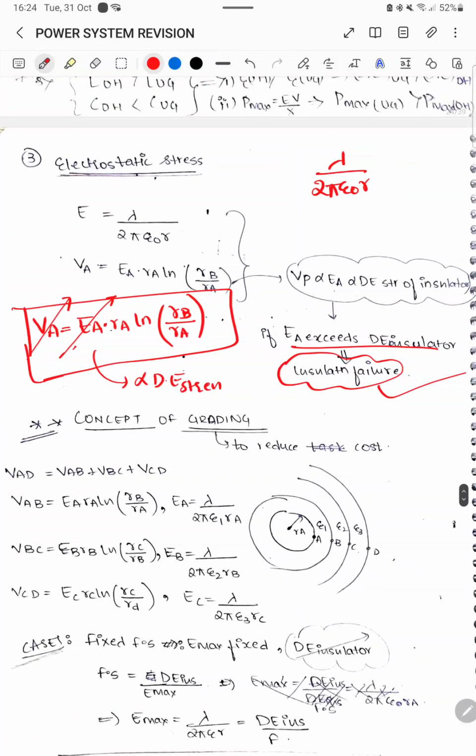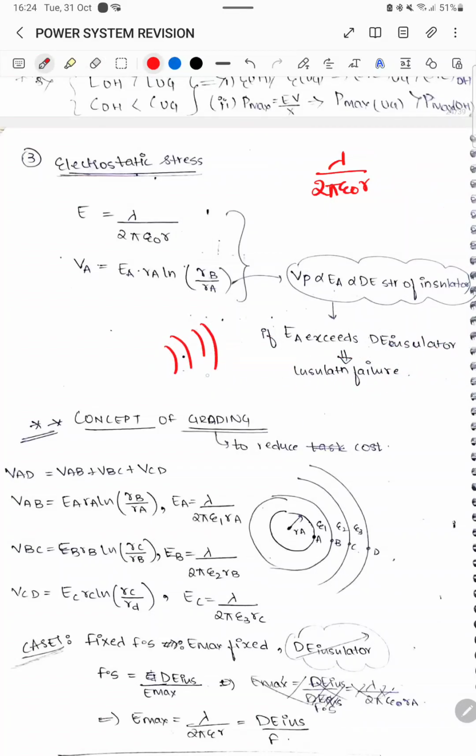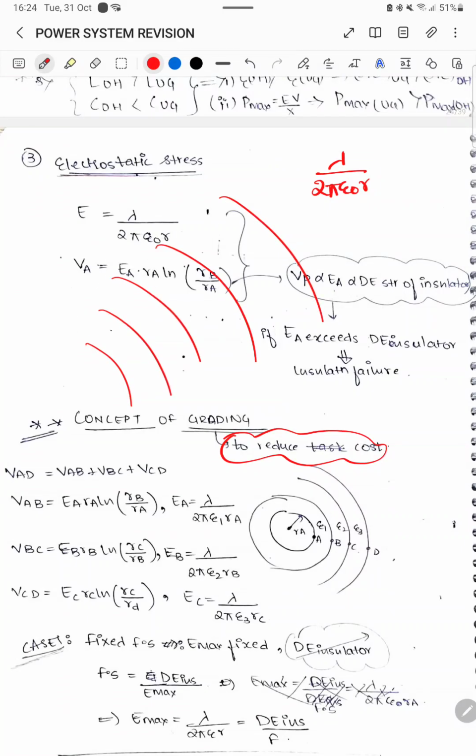Okay, concept of grading. Now one thing we know is that electric field will not remain the same at all places. Electric field will reduce as we go further. So keeping the same material at all places is cost wastage. We need to reduce the cost, and so we do grading. We use different materials at different places.